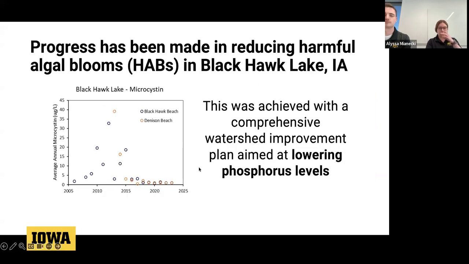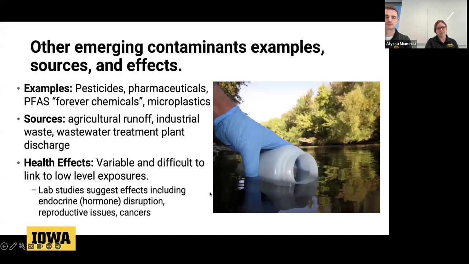An example of where that has been done successfully has been in Black Hawk Lake, Iowa. So this was achieved with a comprehensive watershed improvement plan aimed at lowering those phosphorus levels. So they did things like reduce phosphorus being used in the watershed, reduce the runoff of nutrients that were applied, and I believe they did a little bit of dredging to reduce some of that legacy phosphorus. And they've been very successful. Ever since about 2015, the microcystin levels have been low, which means that this lake is actually a lot safer for recreation and able to be used for fun in Iowa, which is a really cool thing.